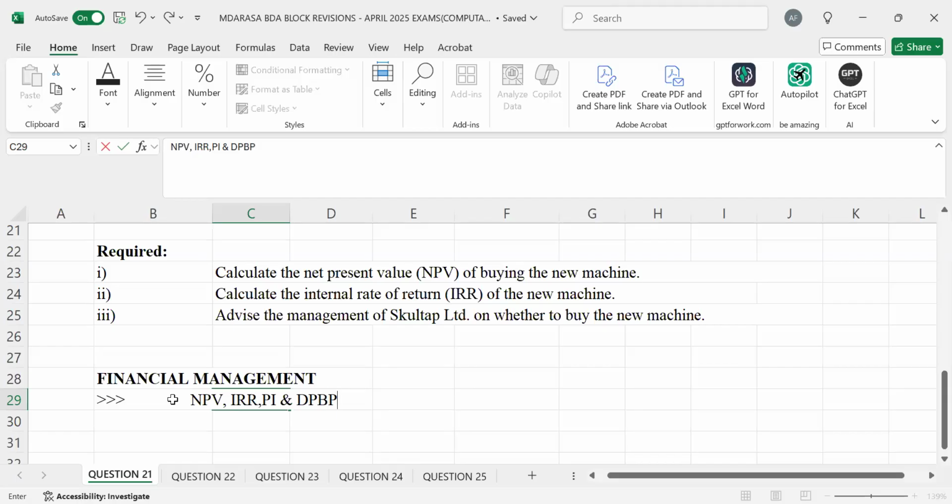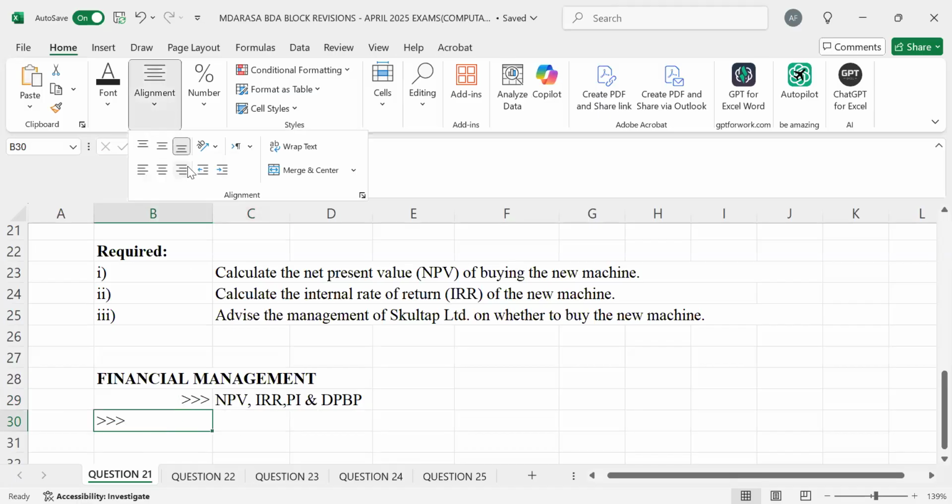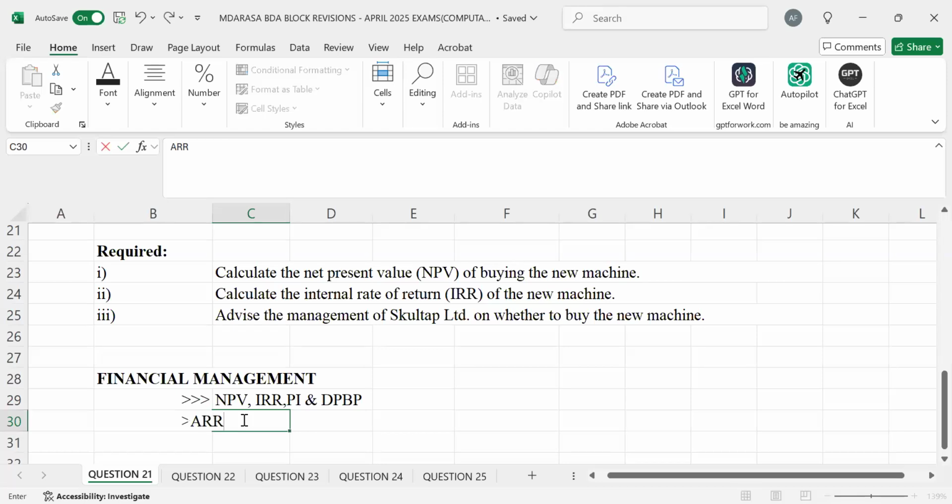You can also be tested, of course, when it comes to what we refer to as non-discounting techniques. And majorly, in this case, we normally tend to talk about the aspect of accounting rate of return. Remember, there's a question that we did for that. The accounting rate of return, and probably the normal payback period.